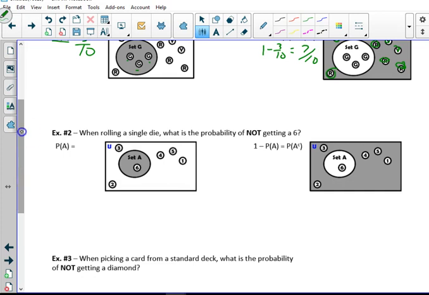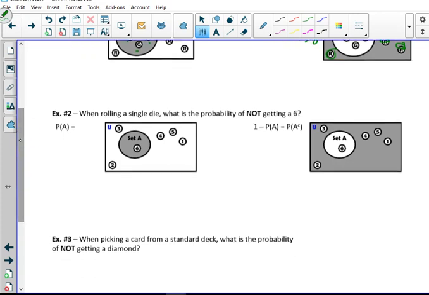Which is easy to do with small amounts, but if you have a large amount, you might want to do the 1 minus trick. So, when rolling a single die, what's the probability of not getting a 6? Well, the probability of getting a 6 is 1 out of 6. 1 minus 1/6 is 5/6. That's the probability of the complement. 1, 2, 3, 4, 5 chances.